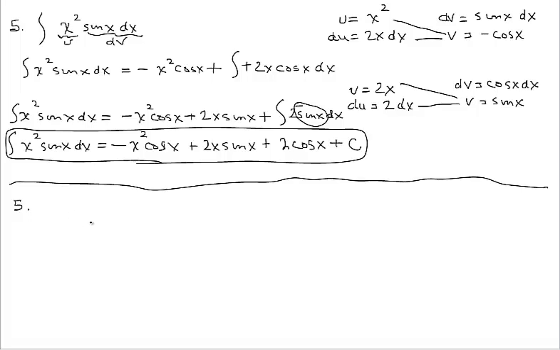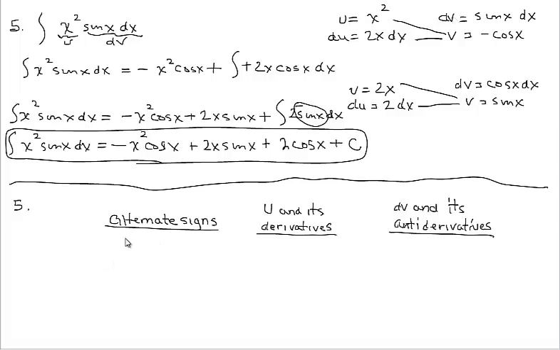So we're going to build 3 columns. The first column is alternate signs. The second column is u and its derivatives. The third column is dv and its antiderivatives. Using the preceding example, x squared sine x dx, I'm going to start with u and its derivatives. Once we've identified u to be x squared, I'm going to write that down, and we're going to differentiate until we get to 0.